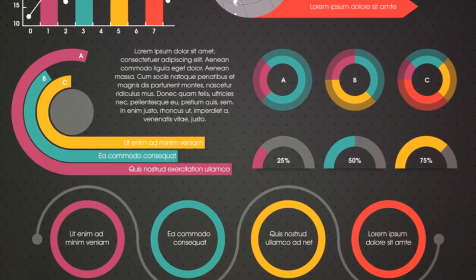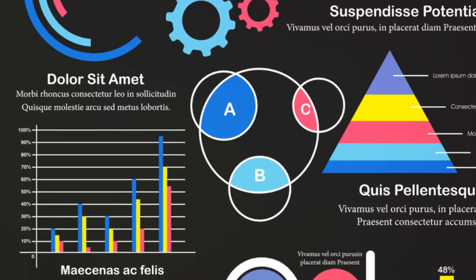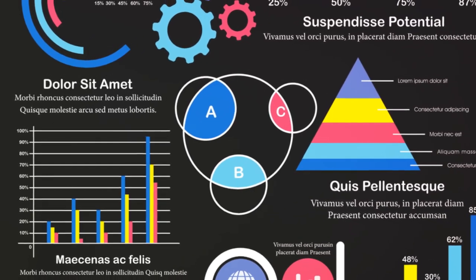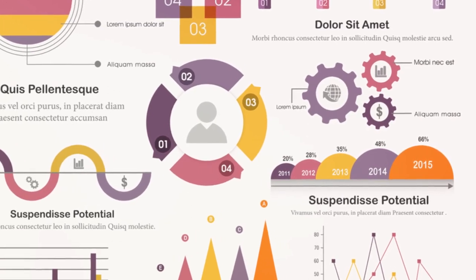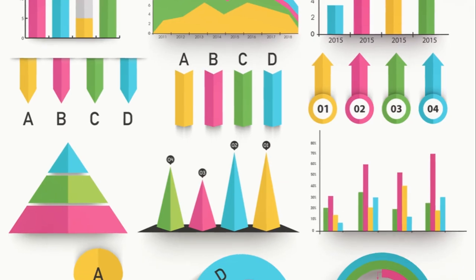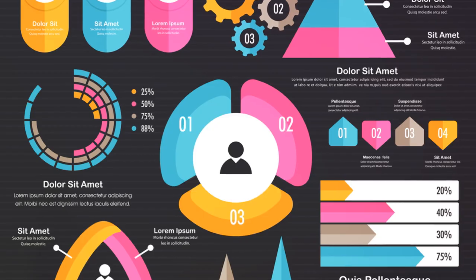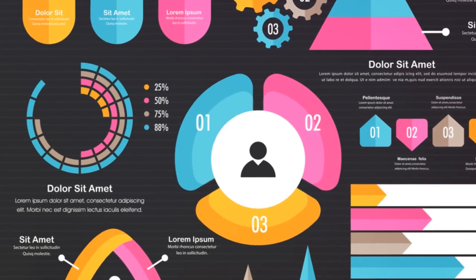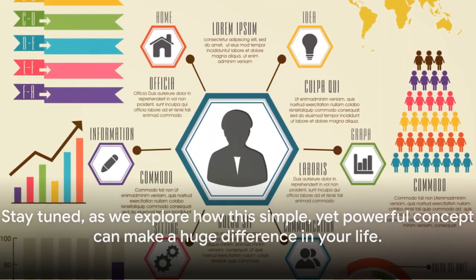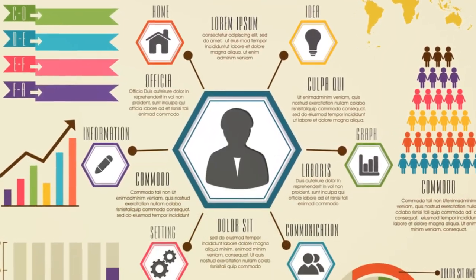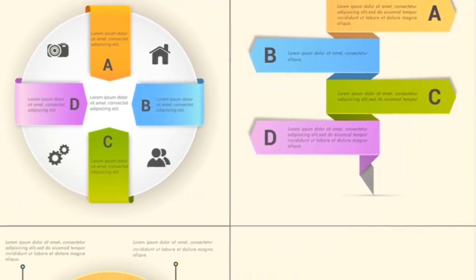Now you might be thinking, that's all very interesting, but what does it mean for me? Well, the Pareto Principle is not just a fascinating piece of trivia. It's a tool, a lens through which we can view and analyze the world around us. It's a way to identify the most significant elements in any situation, those that deliver the greatest impact. That's the Pareto Principle for you. But how does it apply to you? Stay tuned as we explore how this simple yet powerful concept can make a huge difference in your life.